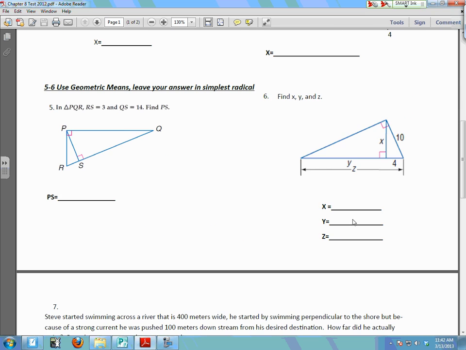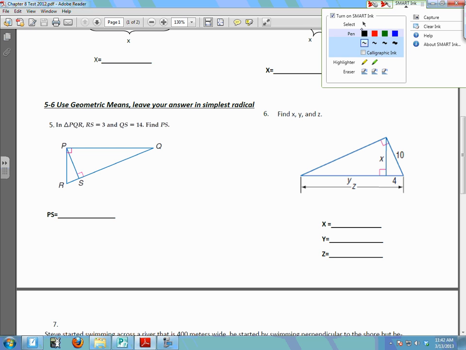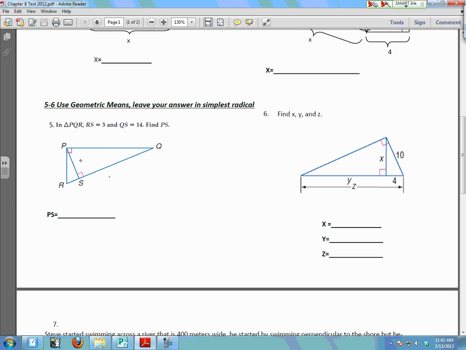Moving down to number 5, they ask us to find PS, and PS is going to be this segment here that is in the middle. Someone should call that PS, call it X. I'll tell you what, let's just leave it as PS. We're trying to find that distance right there. We know that RS is 3 and QS is 14.